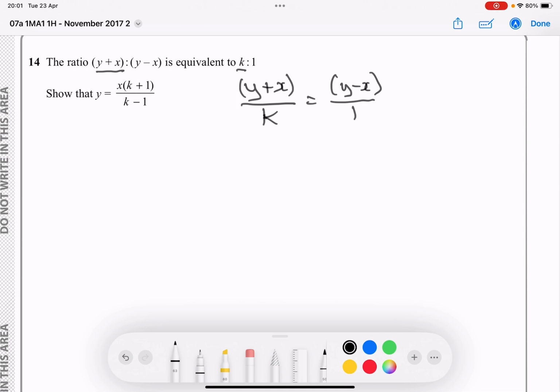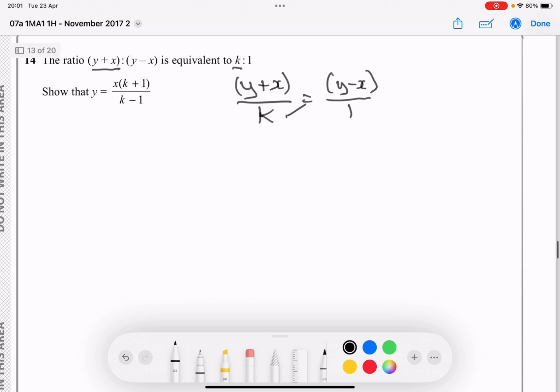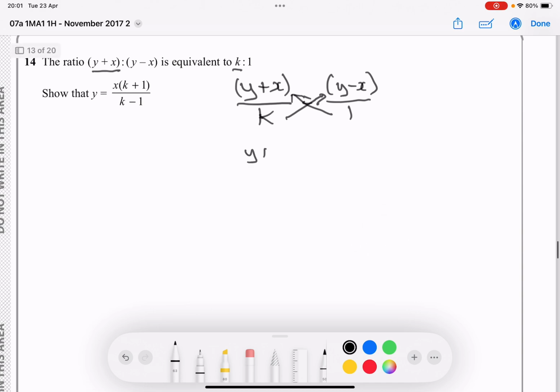So what I'm going to do is cross multiply this out. What I then get is 1 times y plus x, which is y plus x, equals, and then I'm going to times y minus x by k, so I've got ky minus kx. Okay, so in this case it wants me to show that y equals, so I need to make y the subject.